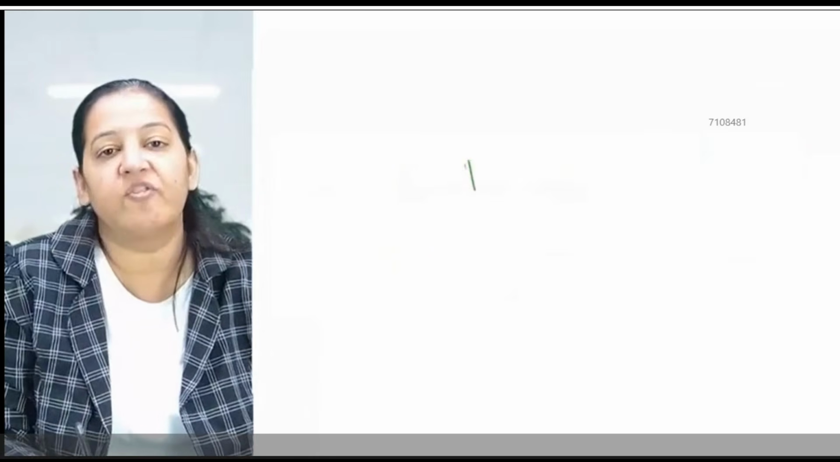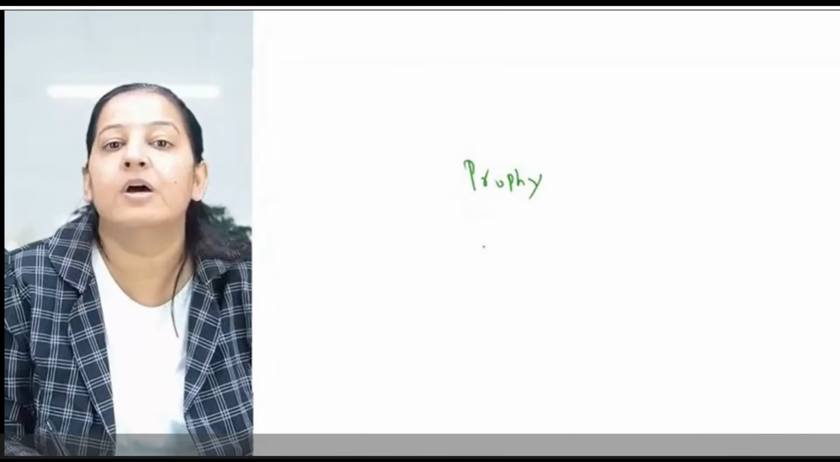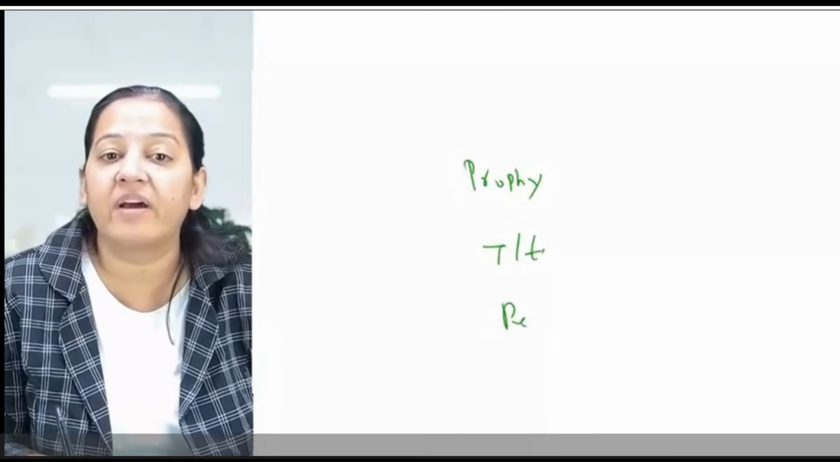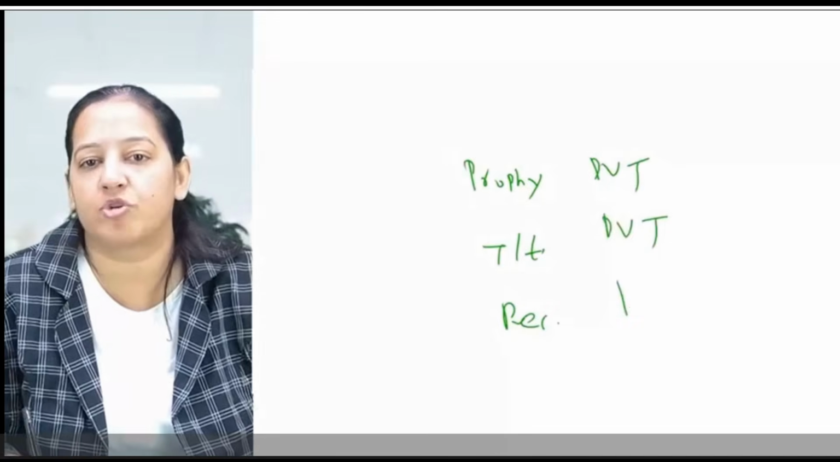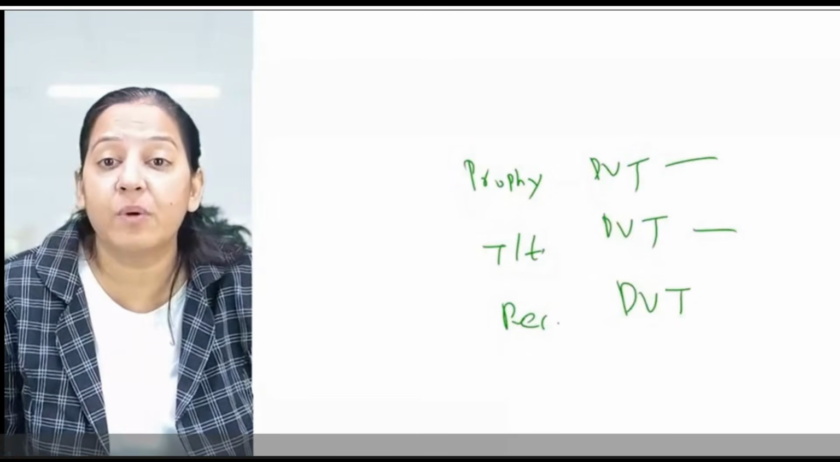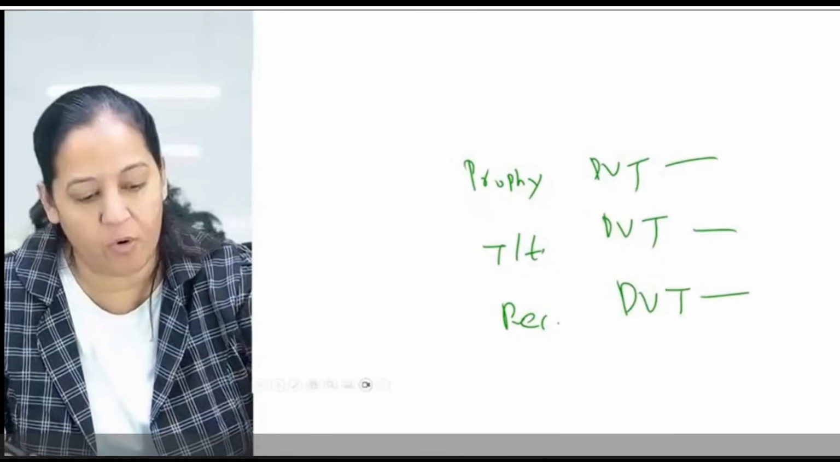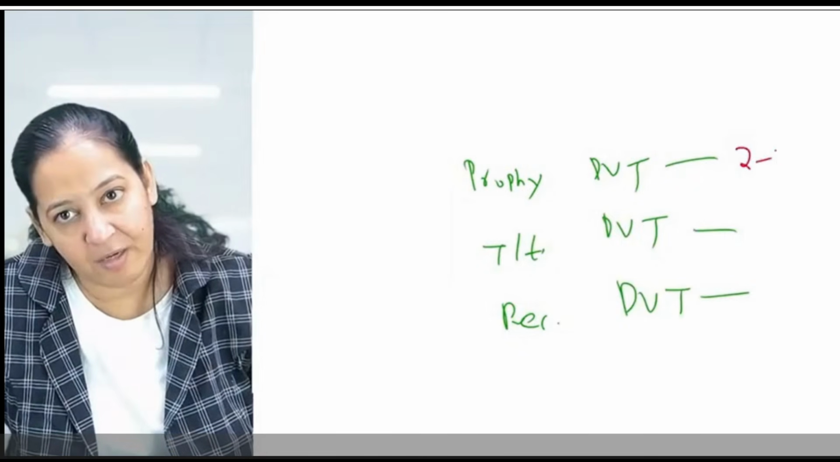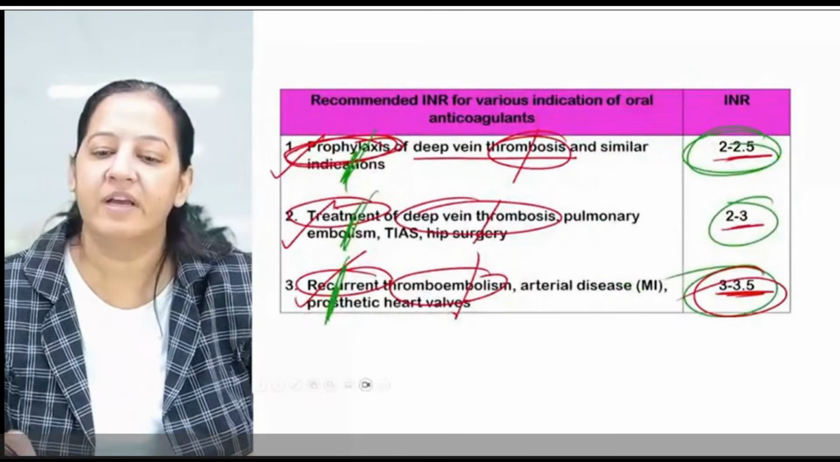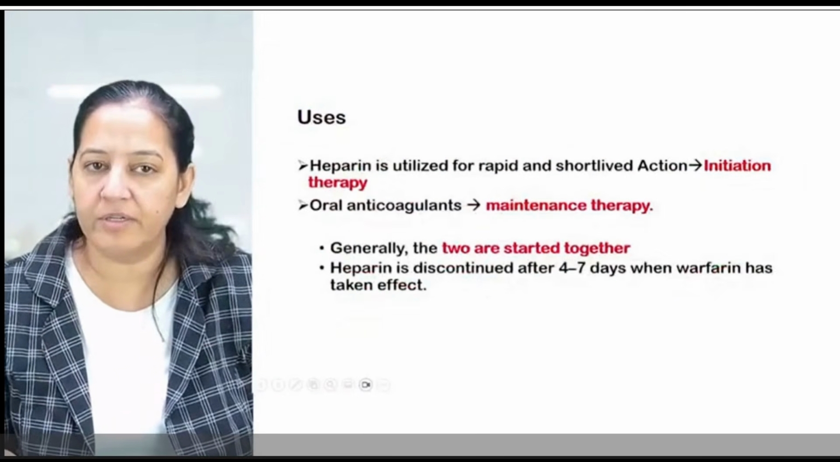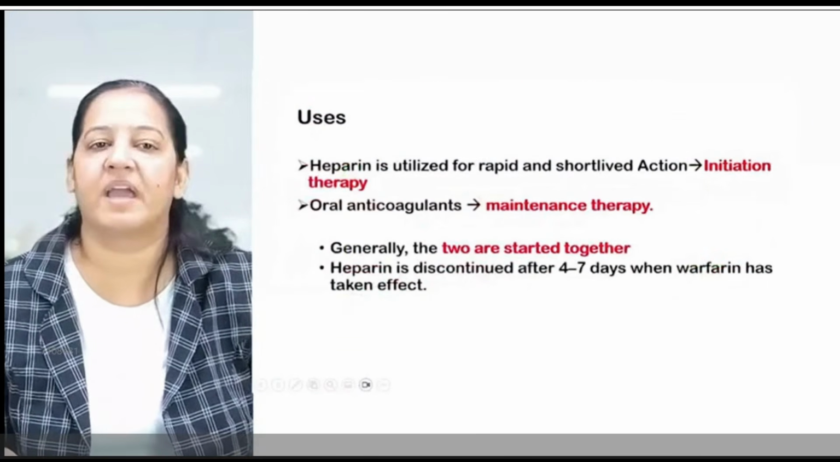So whether you are giving it for prophylaxis of DVT, treatment of DVT, or recurrent DVT, where DVT is thrombus in the leg, deep vein thrombosis, the dose will be according to the purpose. Here the INR is maintained between 2 to 2.5, here 3, and here 3 to 3.5. This is how you have to learn it. How many of you got it? So that is the mechanism of action.